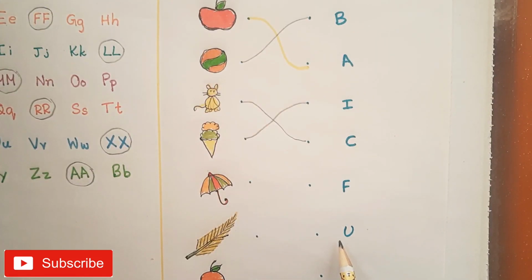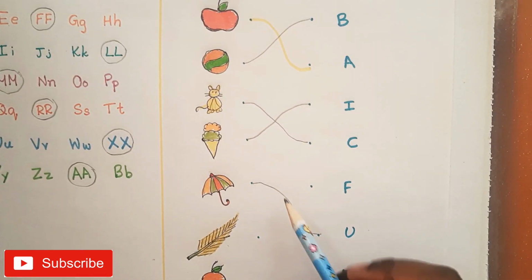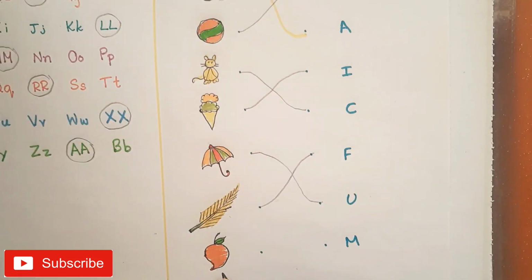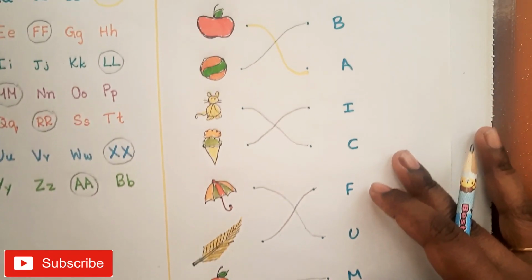Umbrella, the phonic sound of U is A, umbrella. The starting letter of feather is F, so F. Last we have mango. The starting letter of mango, M. Phonic sound of M is M, so M. So like this the kid will be completing this activity.